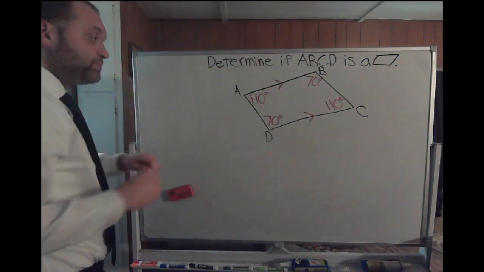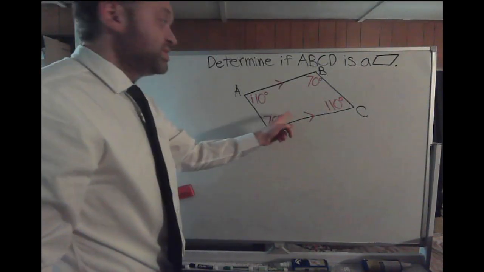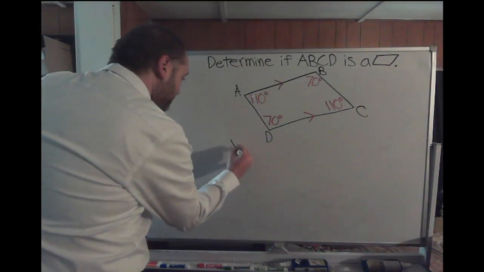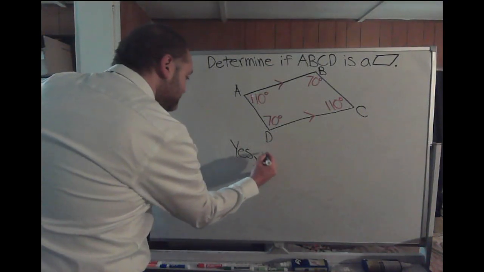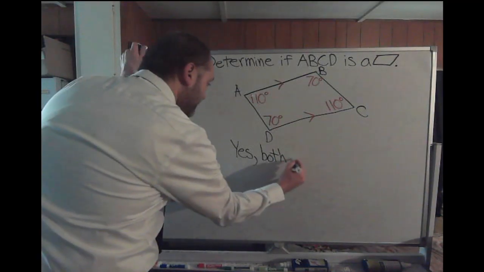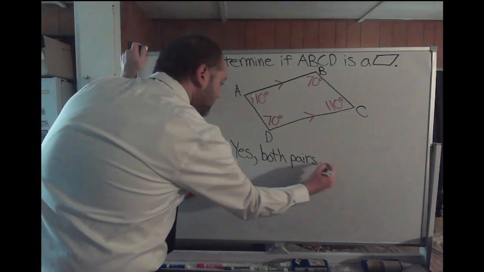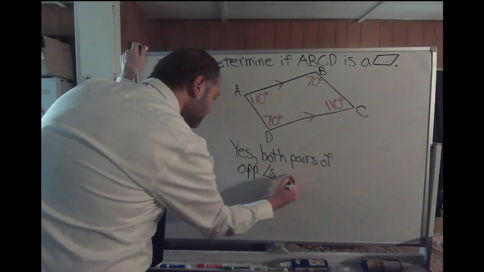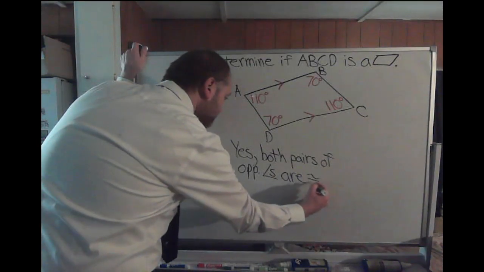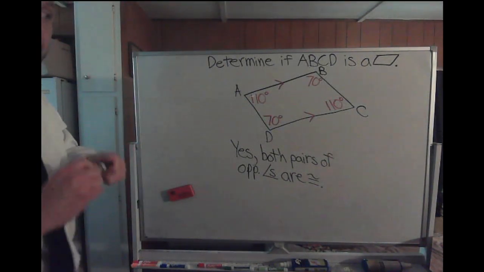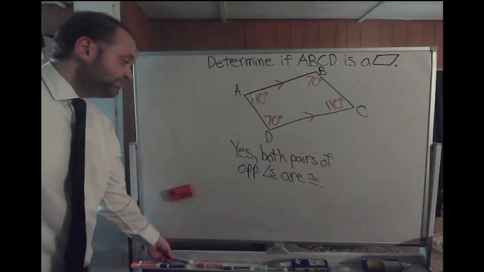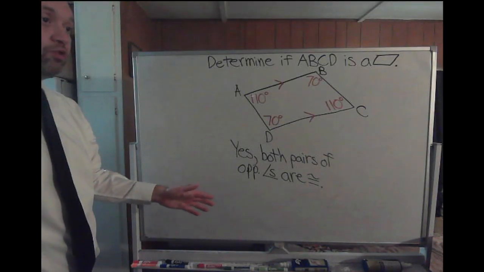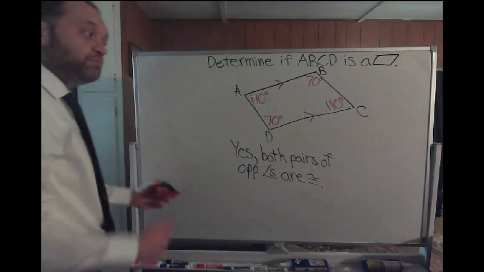And what do you know? You now have both pairs of opposite angles congruent to each other. So, based on that, yes, ABCD is a parallelogram. The answer is yes, both pairs of opposite angles are congruent. So this is where past theorems and definitions can also really come in to help you. So since both pairs of opposite angles are congruent in this particular quadrilateral, yes, it's true, ABCD is in fact a parallelogram.